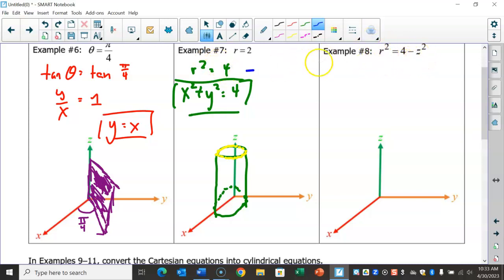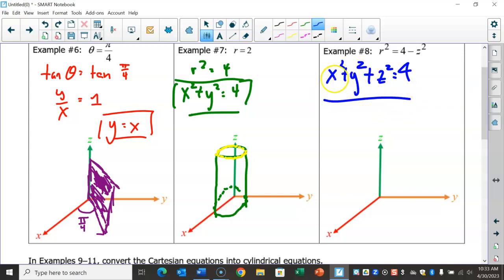So just like in the previous example, we already know that we're going to replace r squared with x squared plus y squared. Let me erase this. And we're going to go ahead and move the z squared over and set it equal to 4, okay? And so this is basically what we need to do with this problem. This is the actual equation for it.